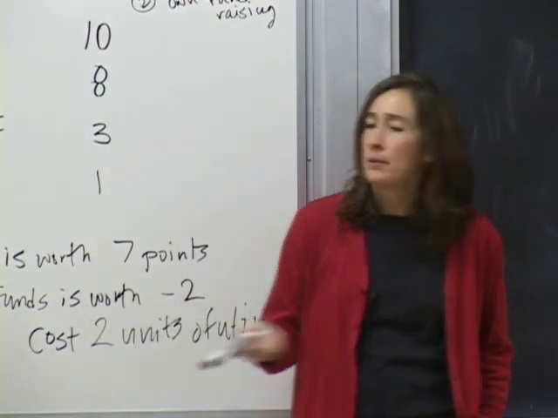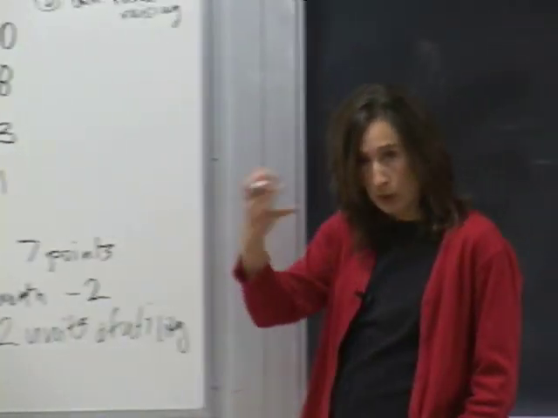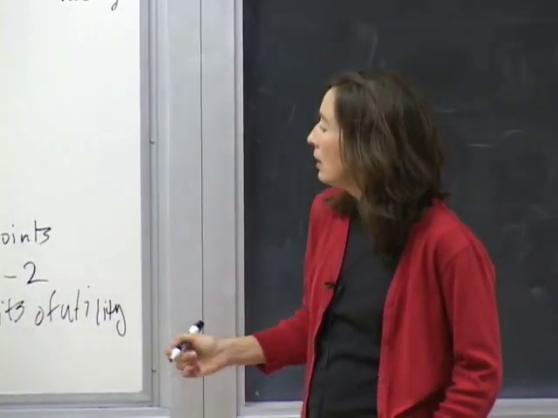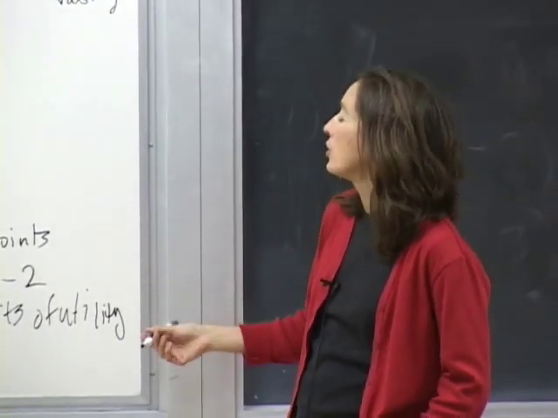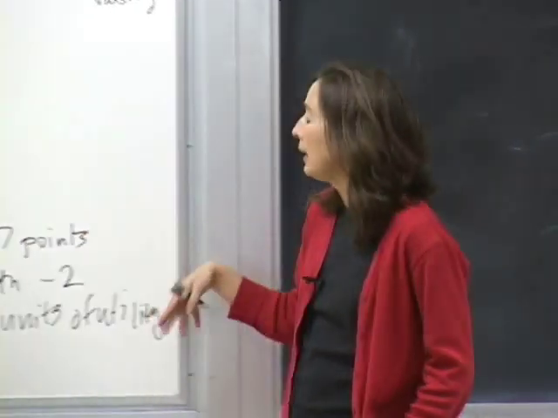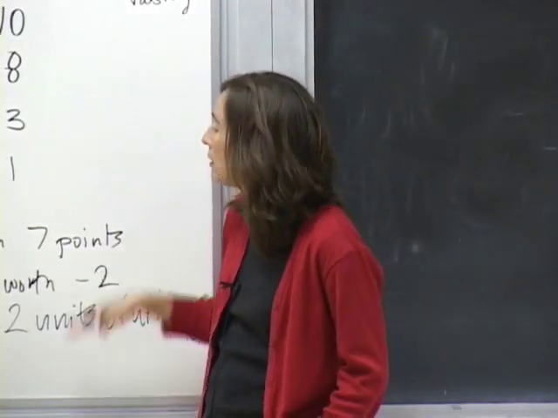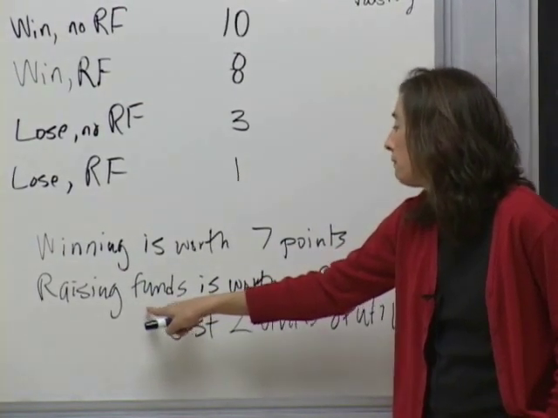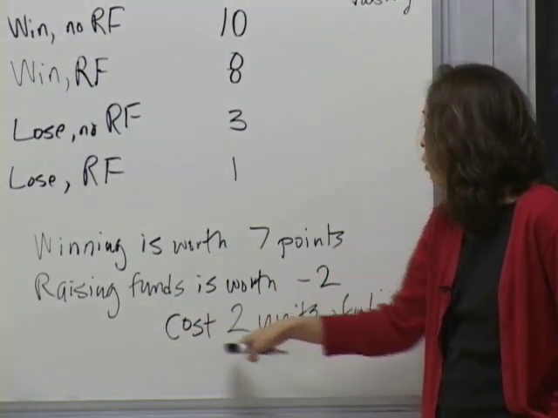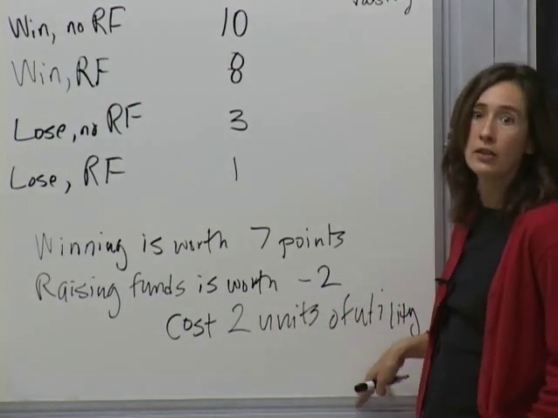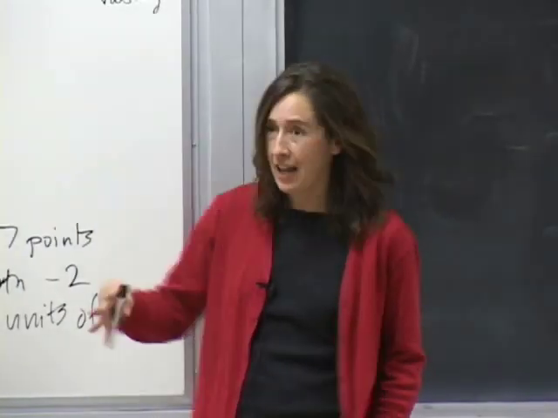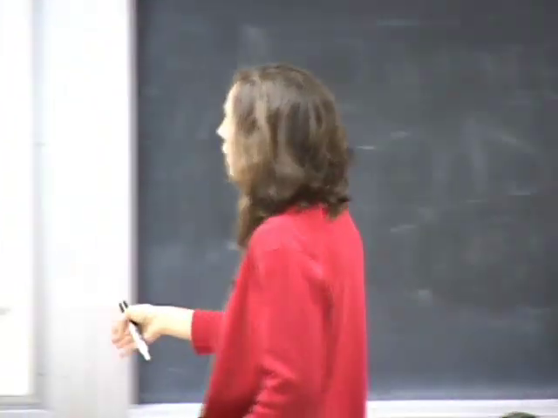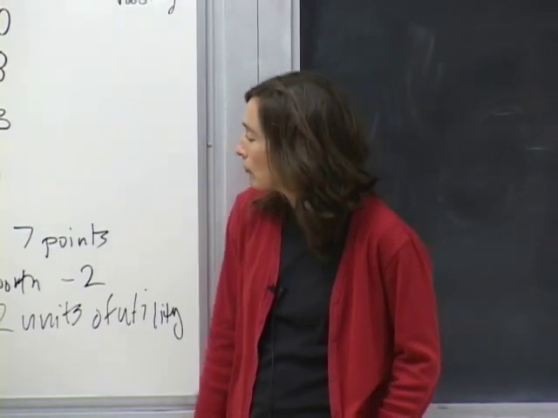So if this was a problem set, and I was giving you a scenario analogous to the one that I have given you today, I might actually write something like what I just said. Each player values winning at 7 points. Each player dislikes fundraising, and that costs the player 2 units of utility. Okay, that's the way to take that kind of ordinary language and translate it into a game. Okay.